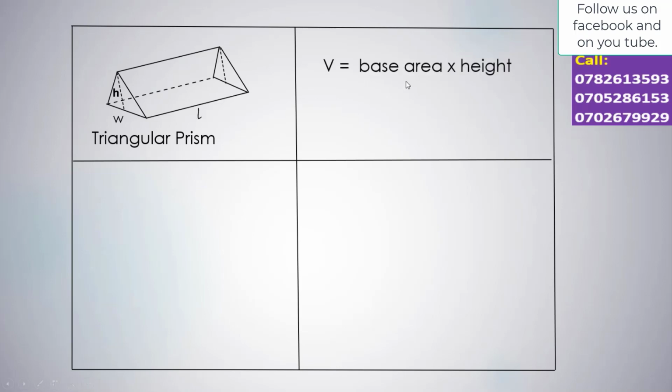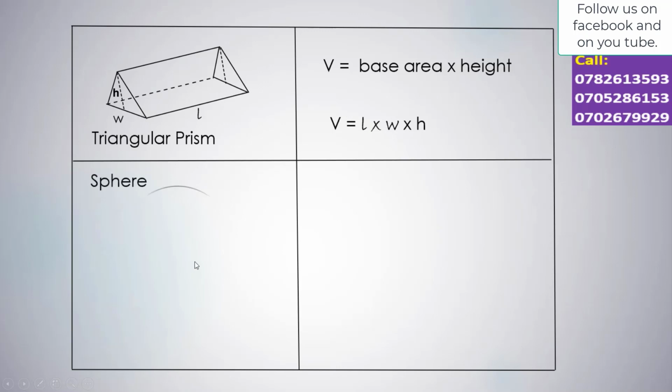We shall just get the base area times the height. So for this case, what will be the area of the base? W times L, or length times width. We shall get the area of this rectangular base times the height, then you get the volume. If the prism has a triangular base, then you just get the area of the triangle times the height, depending on the shape of the prism. But for this case, it has a rectangular base, so it is LW times height.